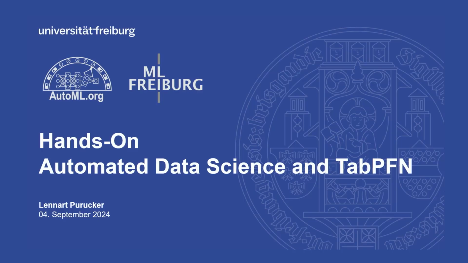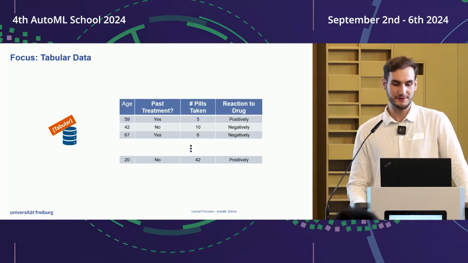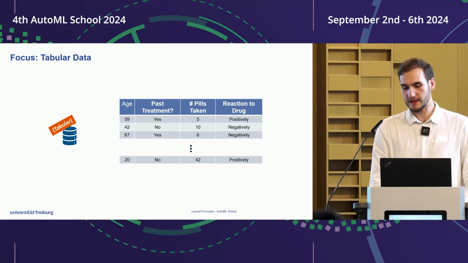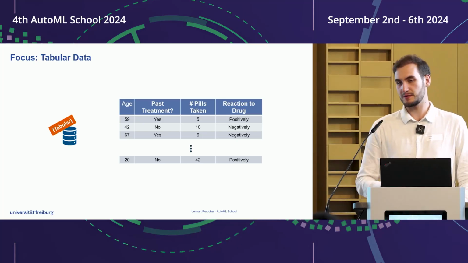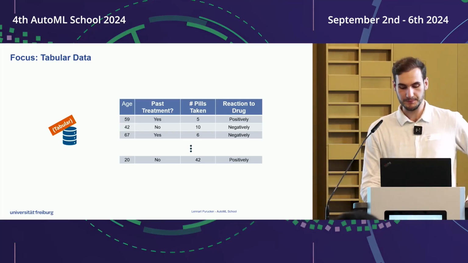So, off to the next hands-on on automated data science in TabPFN. And as Frank talked about in the morning session, this is focused on tabular data, which looks like these Excel sheets. For example, in this example, we would like to predict for an individual whether the reaction to a drug is positive or negative, right? And this would be a very typical tabular data example.